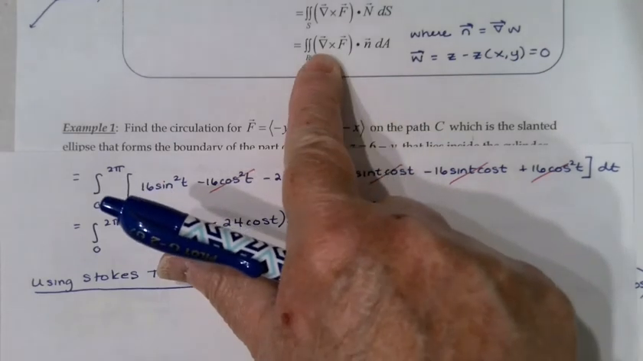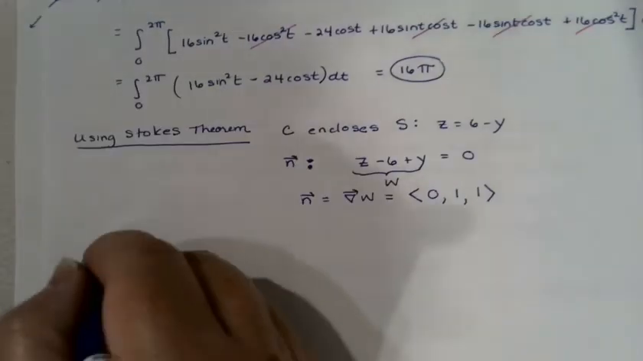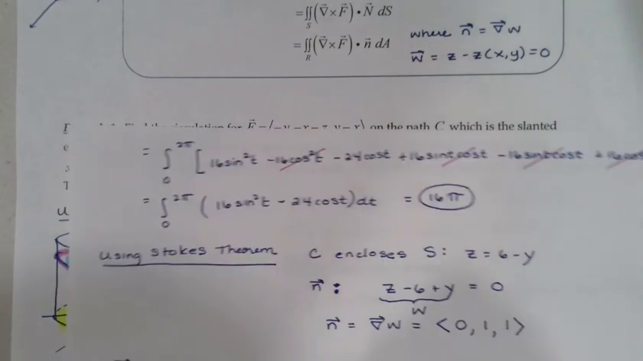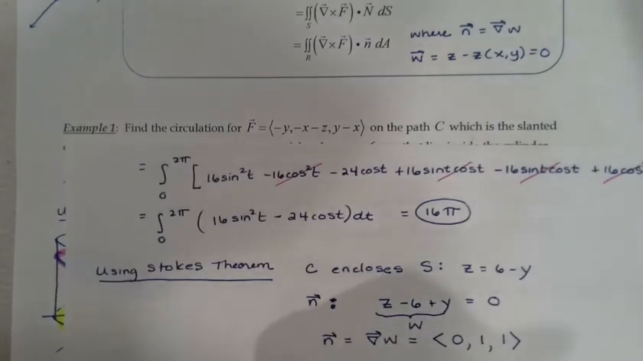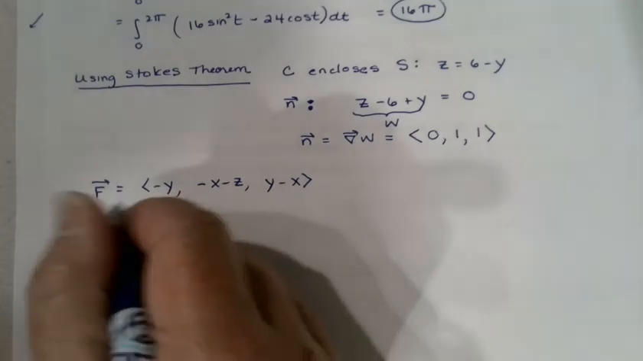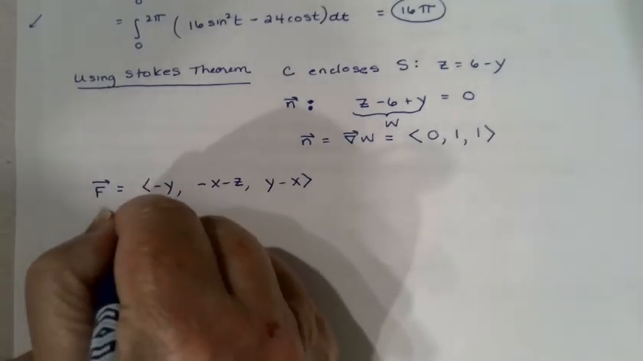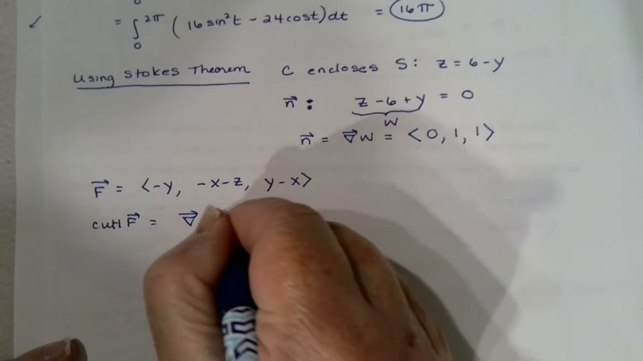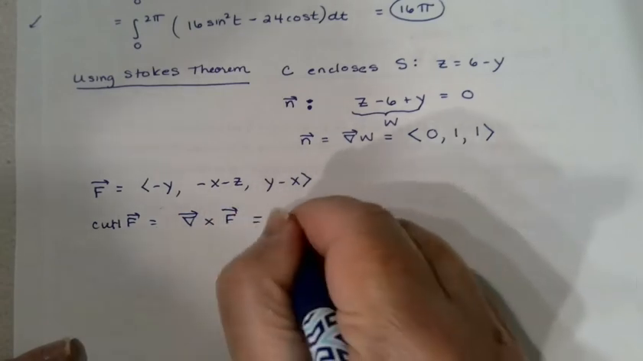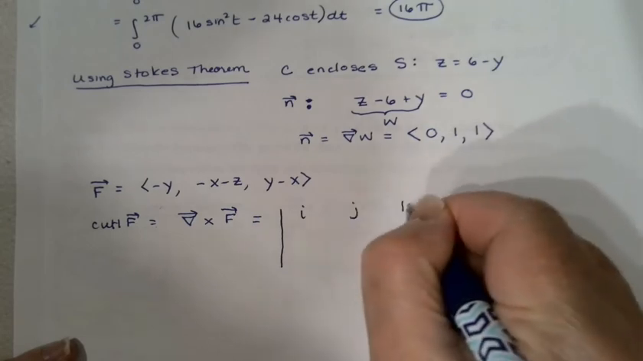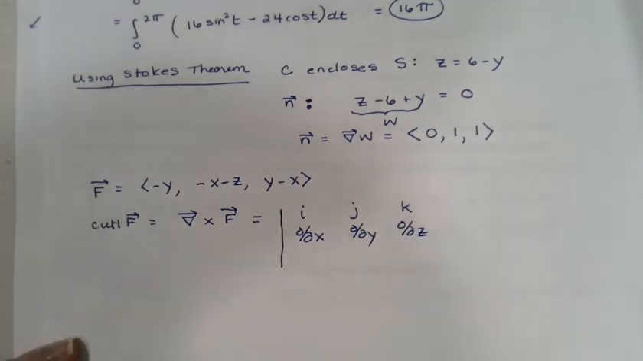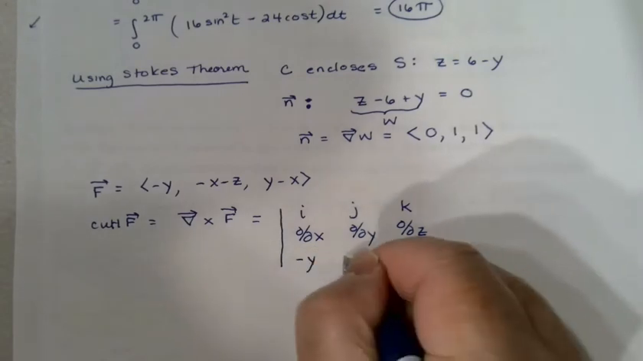I'm going to dot product that with the curl of f. So the next thing I need to calculate is curl f. F, for this problem, was right here. I'm just going to jot it down: minus y, minus x minus z, y minus x. And I need the curl of f, which is the gradient operator cross product with f. So there's my gradient operator, and I'll put f in this last line.